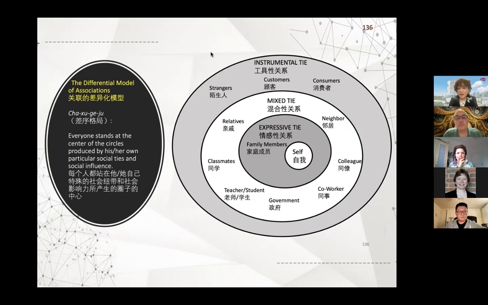Okay, so as you can see, the self is in the center, followed by family members, and followed by the other social ties identified by the commonalities of identities. People share the common blood, or last names, or education backgrounds, things like that.